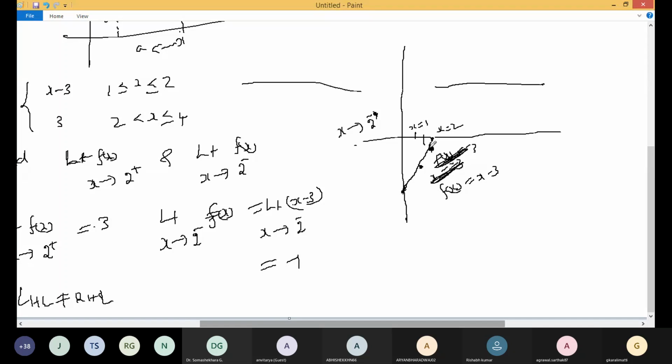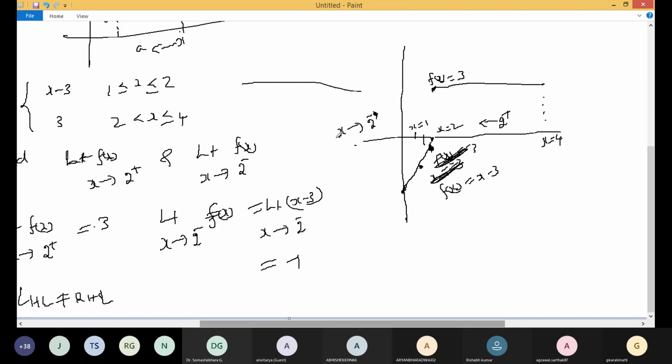Understanding, no? From the right hand side, you are approaching. Somewhere x is here, x is equal to 4, so x is equal to 2. So 2 plus means you are approaching from this side. When you are approaching from the right hand side, there is a break for this graph and this graph. So what is the value of the function? F of x is 3 here.